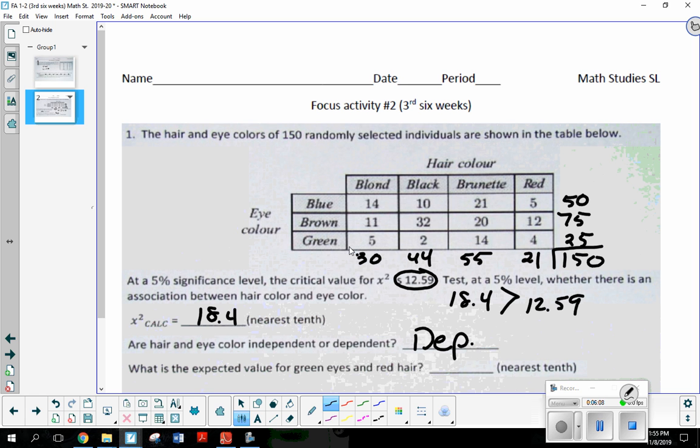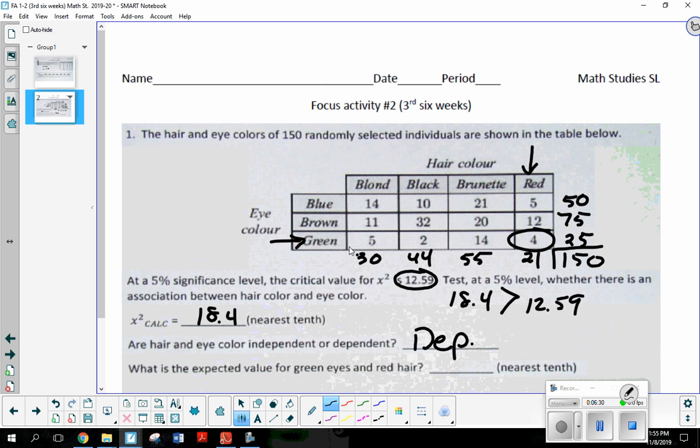Okay, so I'm going to go ahead and find this particular cell. Here's the green eyes. Here's the red hair. Okay, so this looks like it's row 3, column 4. Now, we're going to do this both ways. How would I do this by hand if I wanted to see the expected value for that cell?